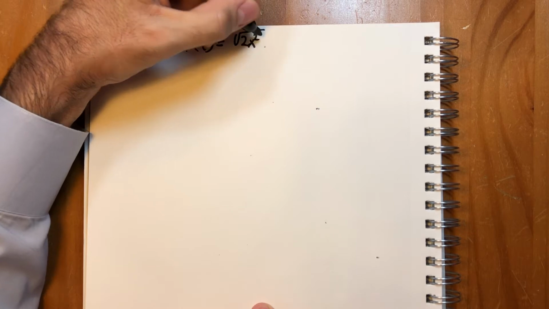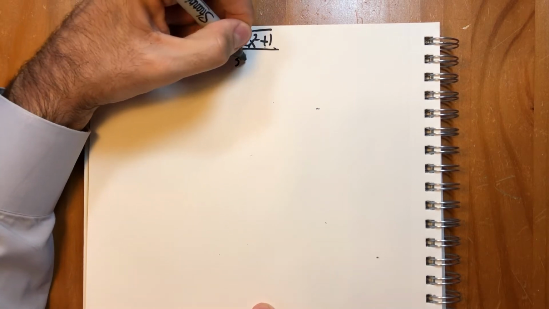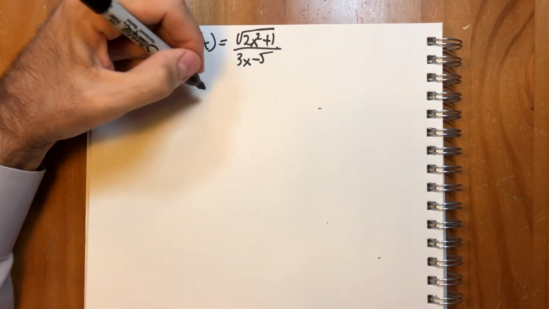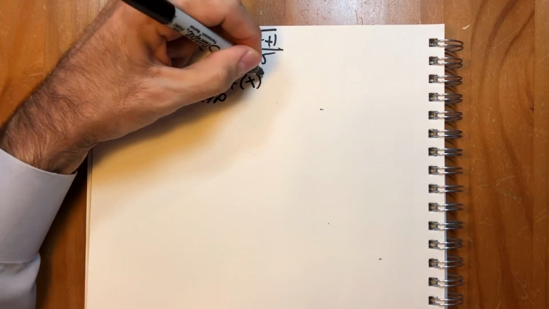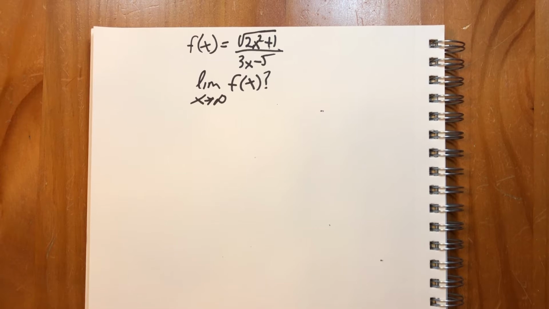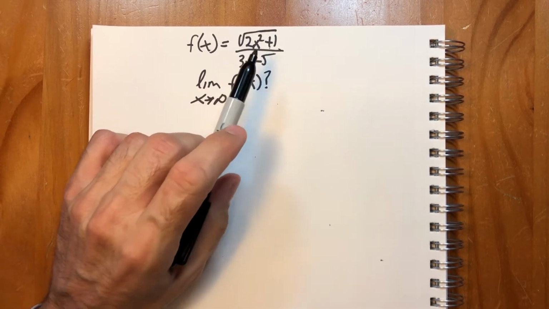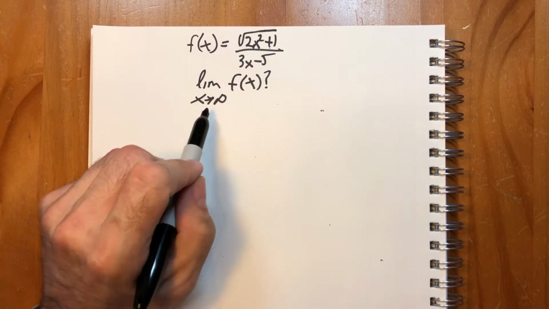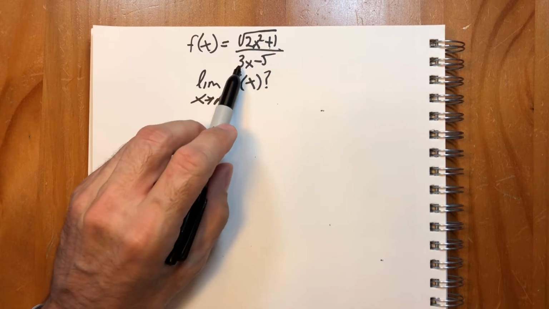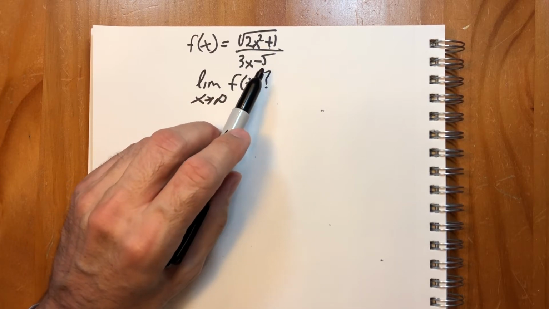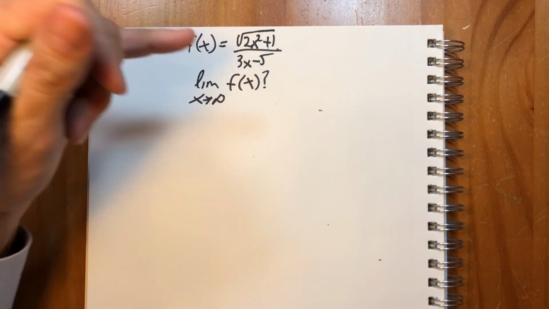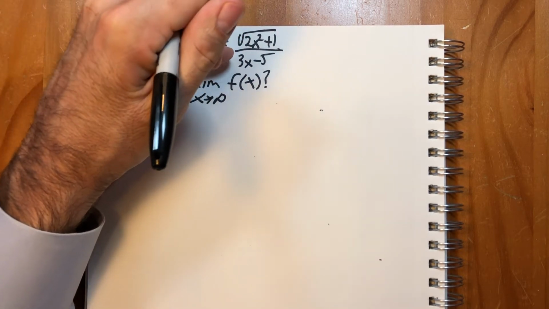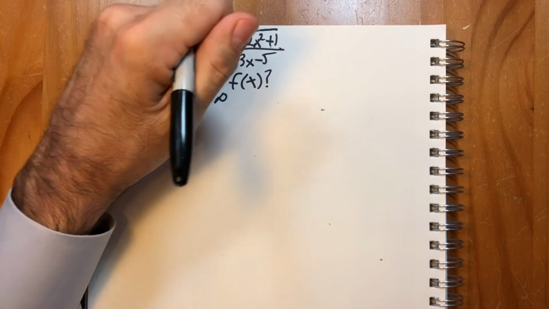What about the square root of 2x squared plus 1 over 3x minus 5? Let's find the horizontal and vertical asymptotes of this function. Again, same as the last example, we can't just start applying the limit laws because as x approaches infinity, this goes off to infinity and that goes off to infinity. So again, let's try some algebraic manipulation. Let's try to just divide through the top and bottom by the largest power of x in the denominator, which is 1.